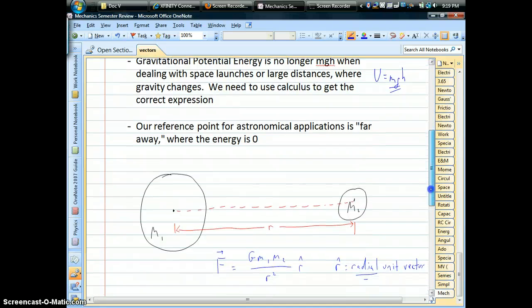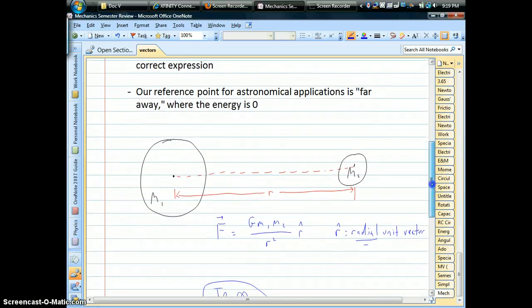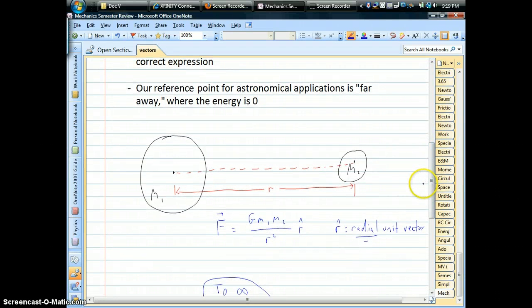So let's start from the basics, which is really his law of gravity, GMm over r squared. It is a vector equation. It goes as 1 over r squared. Now this is true for spheres and point masses. It differs, though, if the object is big and different shapes, but we're not going to worry about that right now. This r hat is called the radial unit vector.